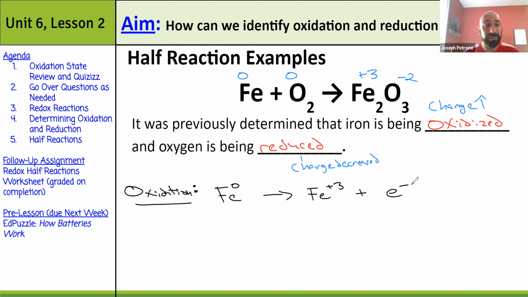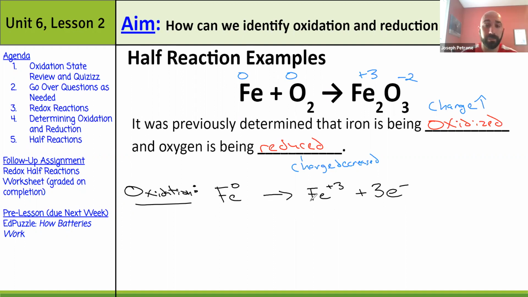And given that the charge changed from 0 to +3, it increased by 3, we can say that overall, in this process, we ended up losing 3 electrons. So our oxidation half reaction appears as such: Fe, with a 0 oxidation state, yields or produces Fe with a +3 oxidation state, plus 3 electrons.